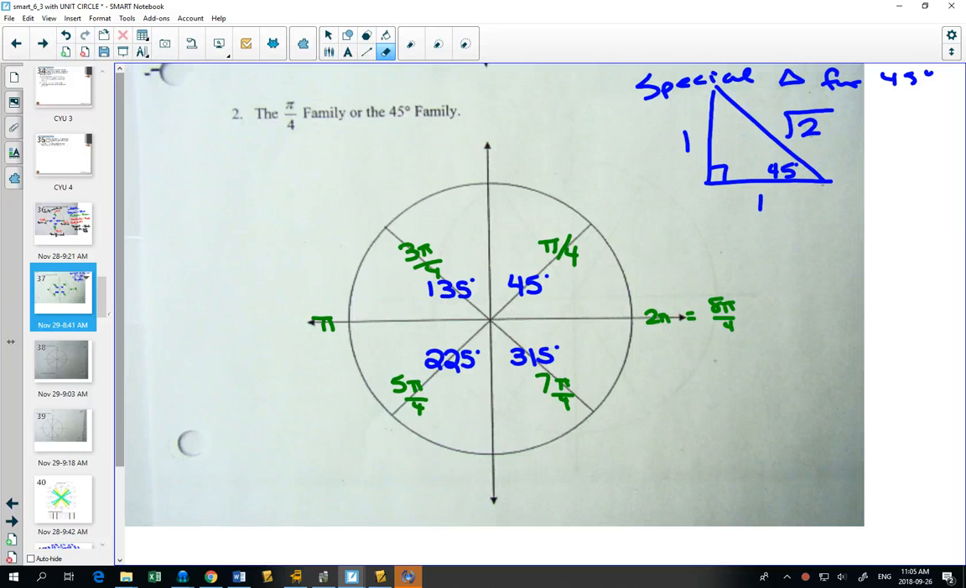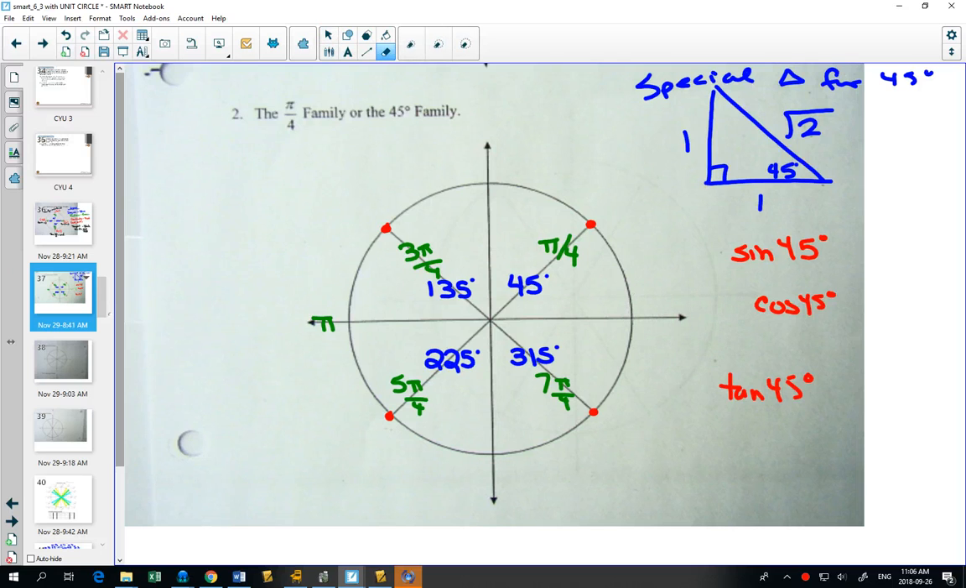Now, where our special triangle really comes in is with our coordinates. So we need to write coordinates here, here, here, and here on our unit circle. And for 45 degrees, your x coordinate is cos. Your y coordinate is sine. That's our big idea. So from our special triangle, can we figure out what sine of 45 degrees is, what cos of 45 degrees is, and what tan of 45 degrees is?